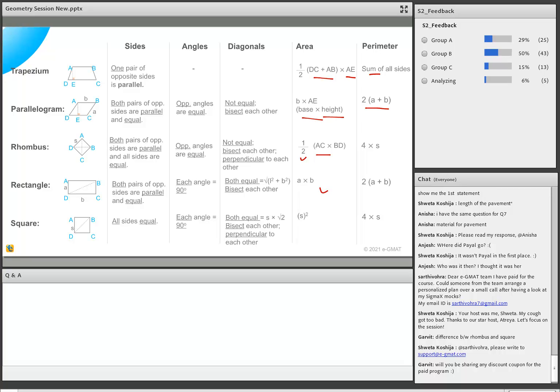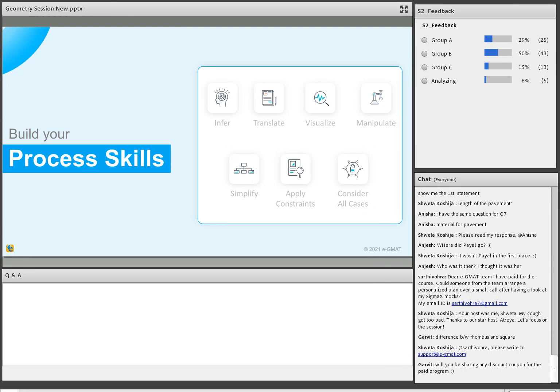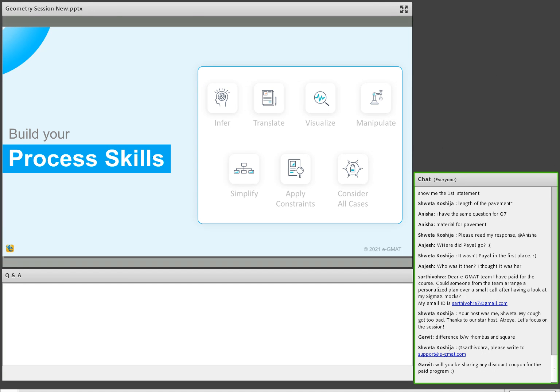Right, so this gives you a very fair idea, I hope, in terms of the sides, the angles, the diagonals, area, and perimeters for the five very frequent quadrilaterals that are tested in the GMAT. With that, let's now move ahead to the next set of steps. The next step is to make sure that you learn how to use all these concepts and the process skills to solve questions effectively.